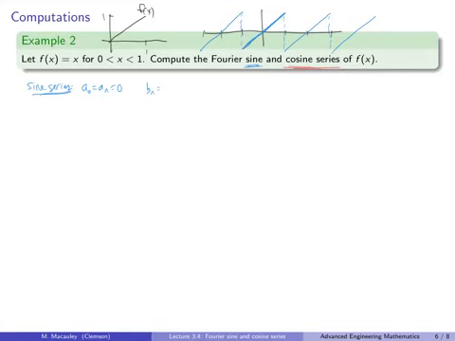Okay, so here, B_n is the Fourier series of this guy. So it is 2 over L, so 2 over 1, times the integral from 0 to 1 of f of x, which is x, times sine of n pi x dx. Okay, so this is integration by parts. So let u be equal to x, du equals dx, dv equals sine of n pi x dx, and v equals 1 over n pi times cosine of n pi x.